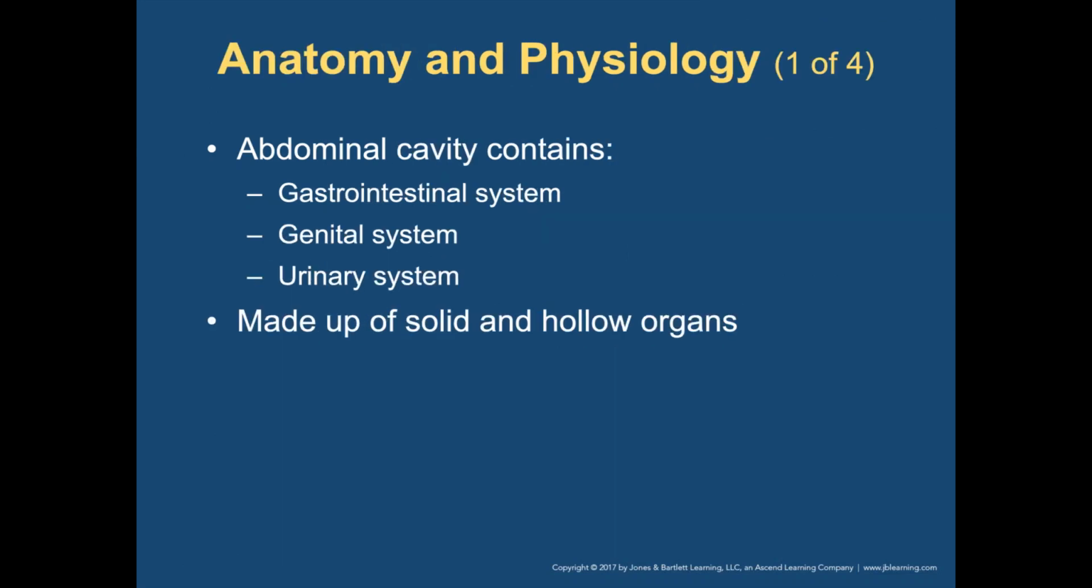All right, so for your anatomy review, the abdominal cavity is separated from the thorax by the diaphragm, so everything below the diaphragm. You have the GI system, which is your liver, your stomach, your small intestines, large intestines, all that. You have your genital system and your urinary system. It is a mix of solid and hollow organs, and depending on what's wrong, that can definitely change what you see with your patient, right?